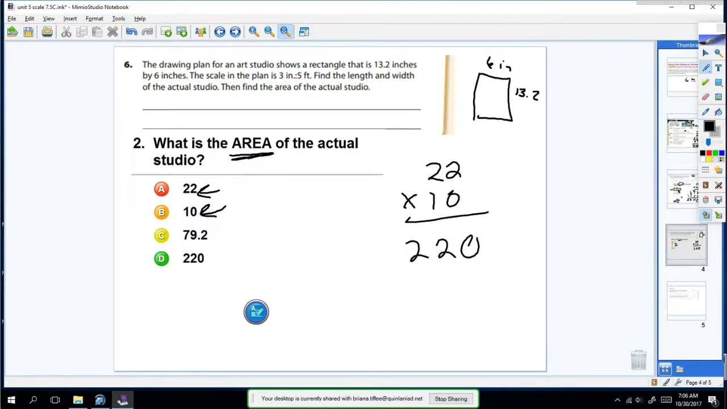Meaning my answer, where is my thing? Right there, is D, 220. All right. Again, this is a very short, simple, basic lesson because it's generally the same idea we've been doing. Use proportions to find the new measurement, and then the last step is just usually find the area. But again, proportions. I cannot just stress you enough on how important proportions are.